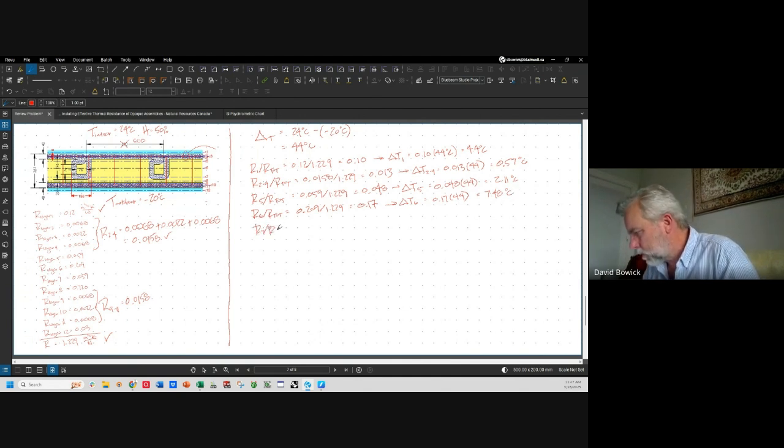R7 over R total equals 0.059 over 1.229, same as R5, 0.048. Delta T7 equals 7.48. Oh, sorry. Darn it all. Same as 5. Delta T7 is 2.11.